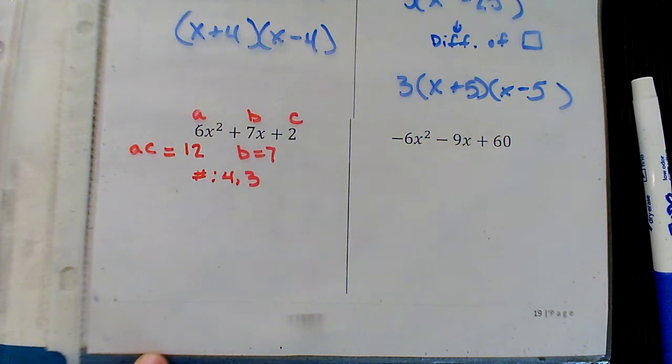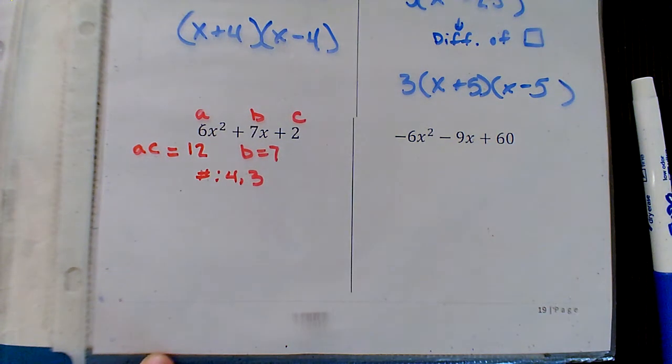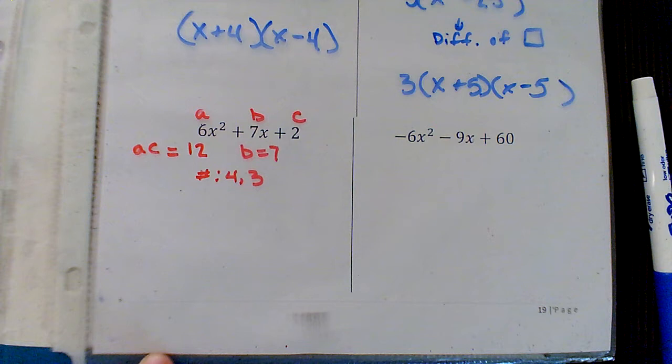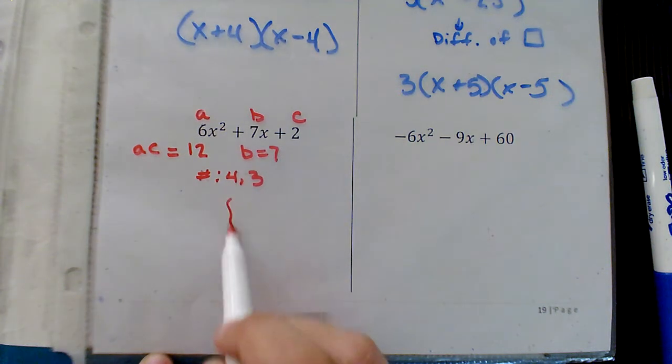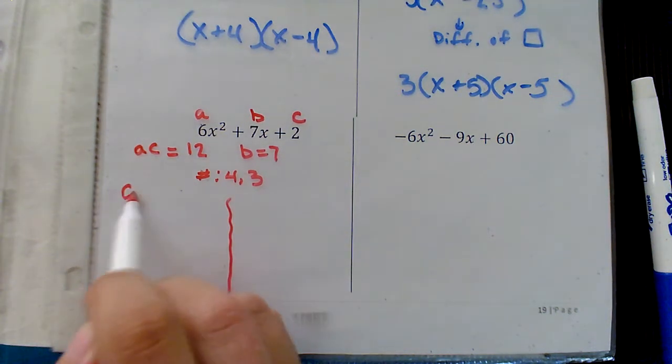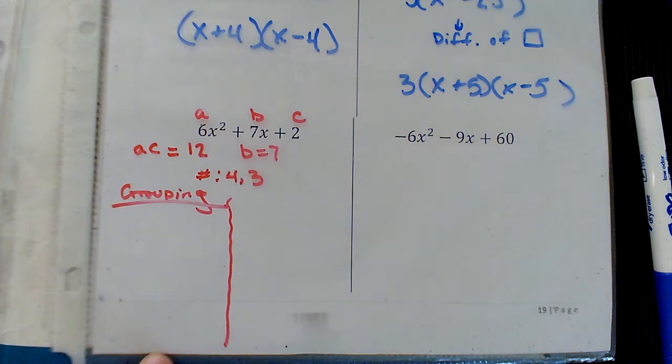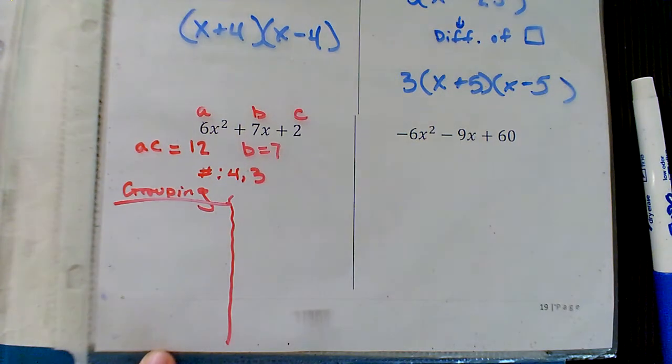Now, there are actually two different techniques that we can use to help us factor this one. I'm pretty sure that grouping is the one that you've previously seen. Whether you remember it or not, I don't know. The other one we're going to go through today. So we're going to try grouping first, and then I'll show you the other one. Now that we found those special numbers, how do we actually go through the grouping technique?